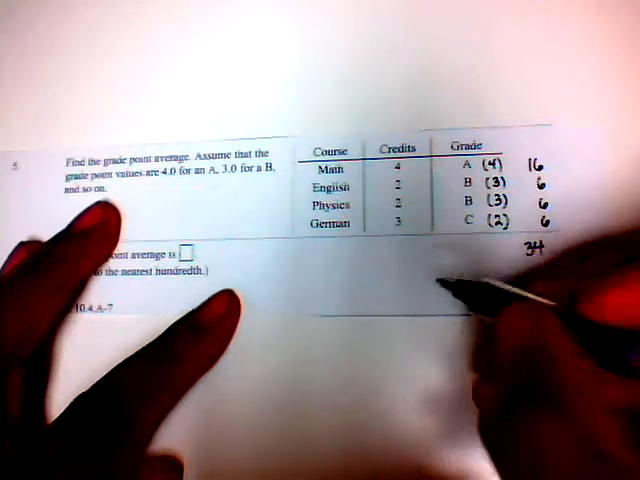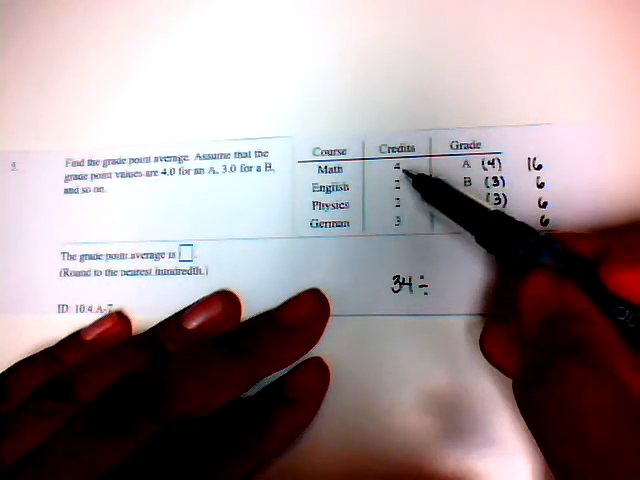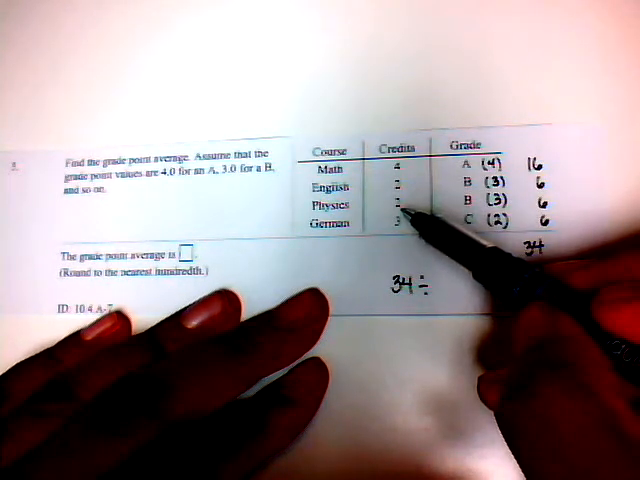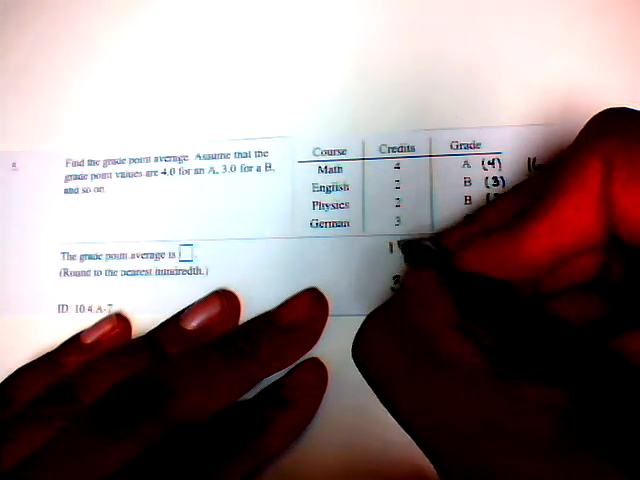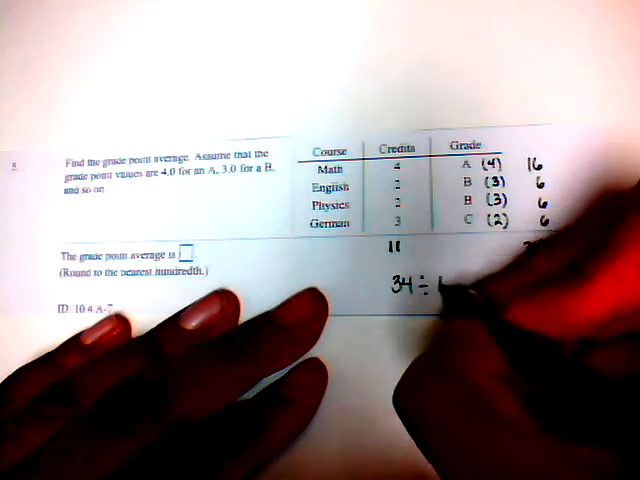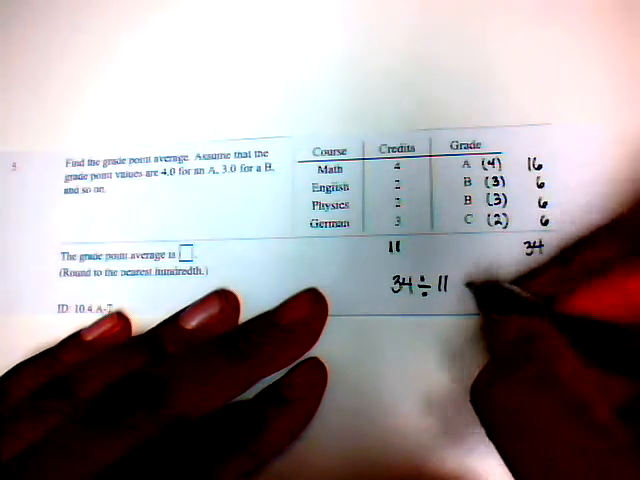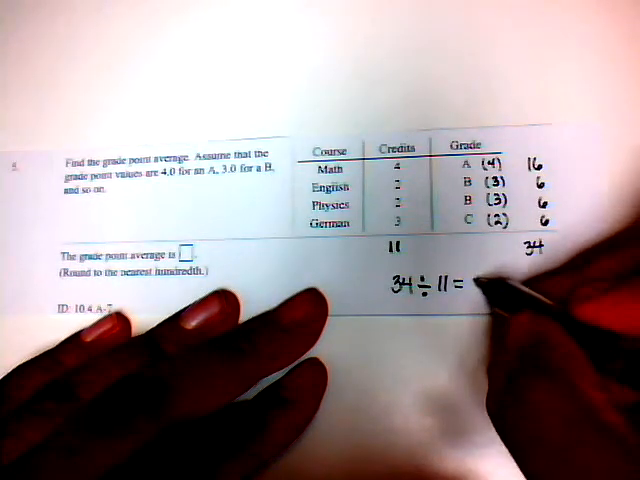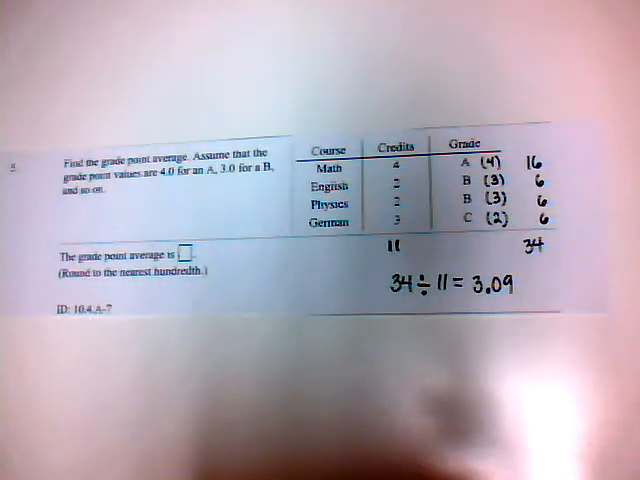And I'm going to take that 34 and divide that by the total number of credit hours. Let's see, 4 plus 2, that's 6, plus 2 is 8, plus 3 is 11. So it'll be 34 divided by 11. And they say round to the nearest hundredth, which means 2 decimal places. That's going to give me 3.09. So this person's grade point average is 3.09.